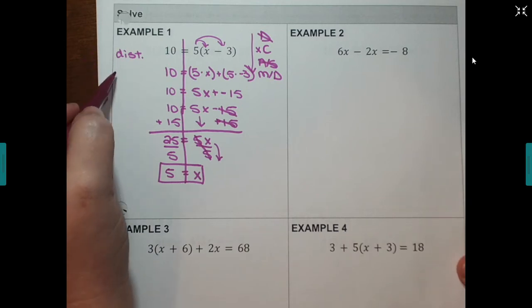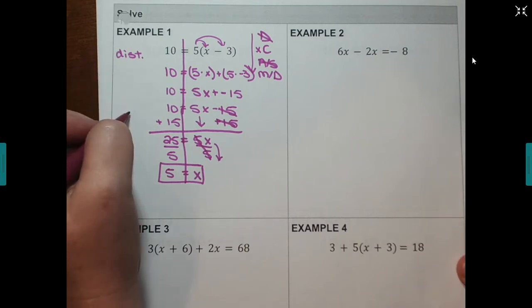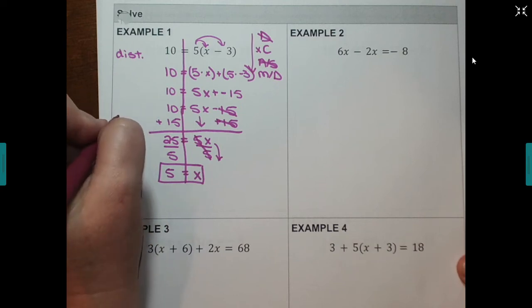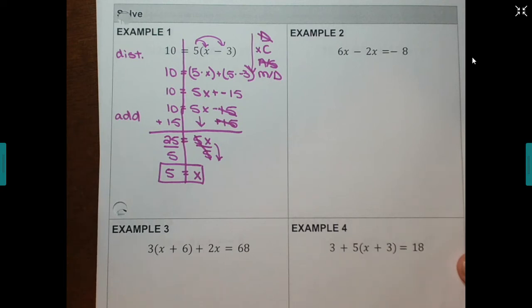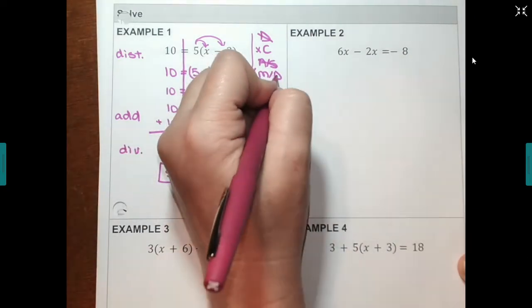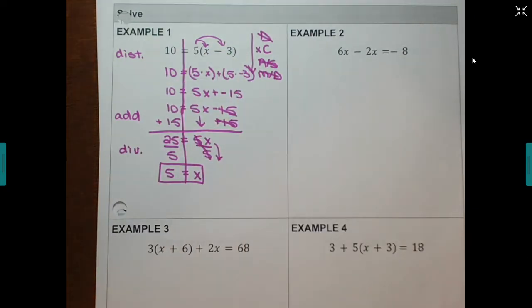Our first step was distribution, and that carried us all the way down to here. And then we had to add, and then we had to divide. So we got all of our steps done in order. Go ahead and pause it there if you need to grab the work. Okay, let's look at example 2.